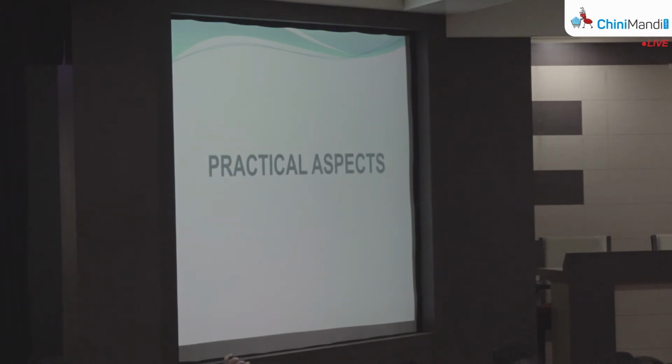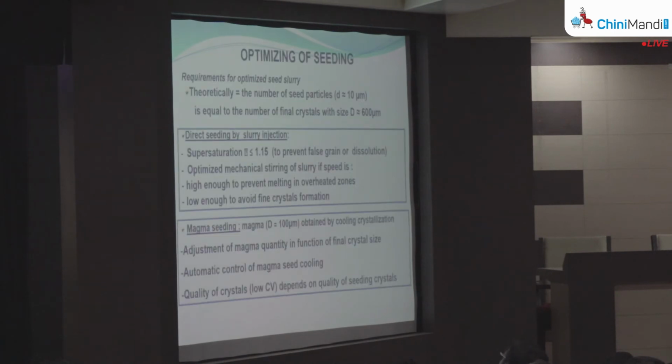Now, the practical aspects. The optimizing of seeding. Theoretically, the number of particles you put in the seed slurry are the same number as what you have at the end of crystallization. Supersaturation should be maintained around 1.15, 1.2, not above. And also you have to optimize the stirring high enough to prevent melting and low enough to avoid fine crystal formation.